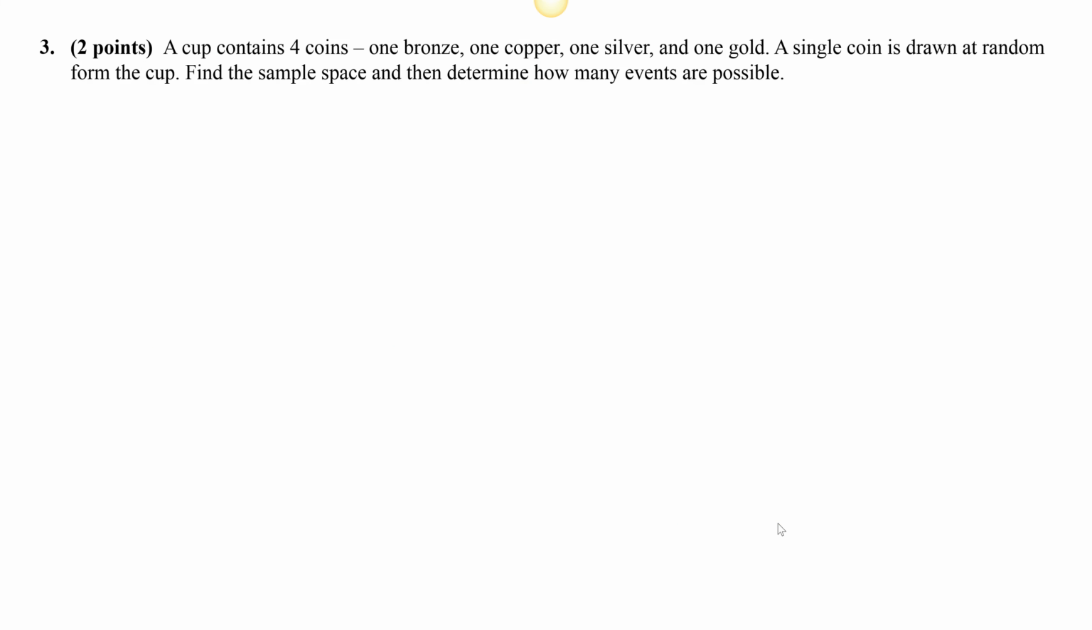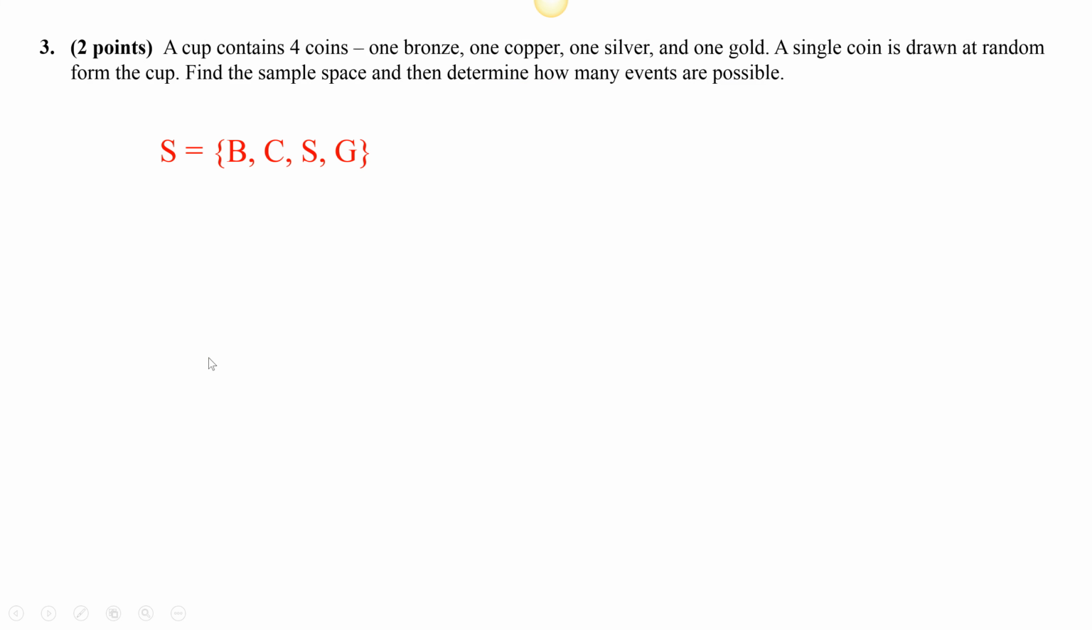Alright, number 3. A cup contains 4 coins: 1 bronze, 1 copper, 1 silver, and 1 gold. A single coin is drawn at random from the cup. From the samples, find the sample space and then determine how many events are possible. Okay, so the sample space is the outcomes we could get, okay? Since a single coin is drawn, you could either get the bronze coin, or the copper, or the silver, or the gold. So that is our sample space.